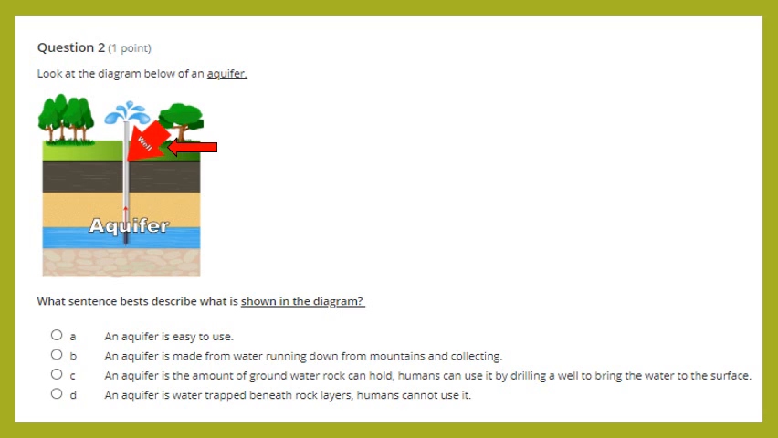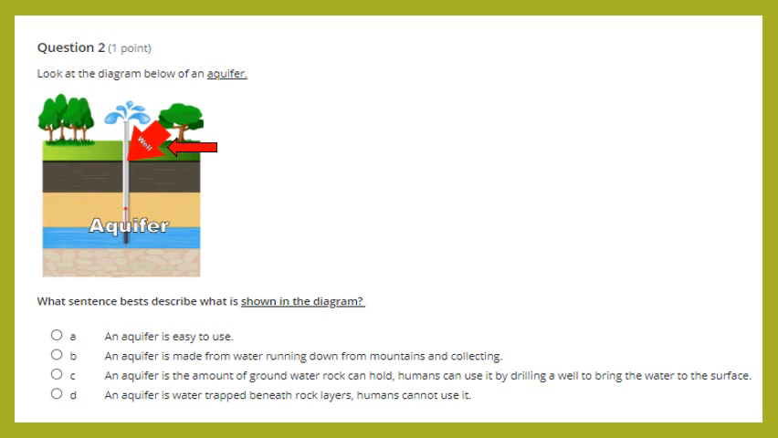Is it A, an aquifer is easy to use? B, an aquifer is made from water running down from mountains and collecting? C, an aquifer is the amount of groundwater rock can hold. Humans can use it by drilling a well to bring water to the surface. Or D, an aquifer is water trapped beneath rock layers. Humans cannot use it.